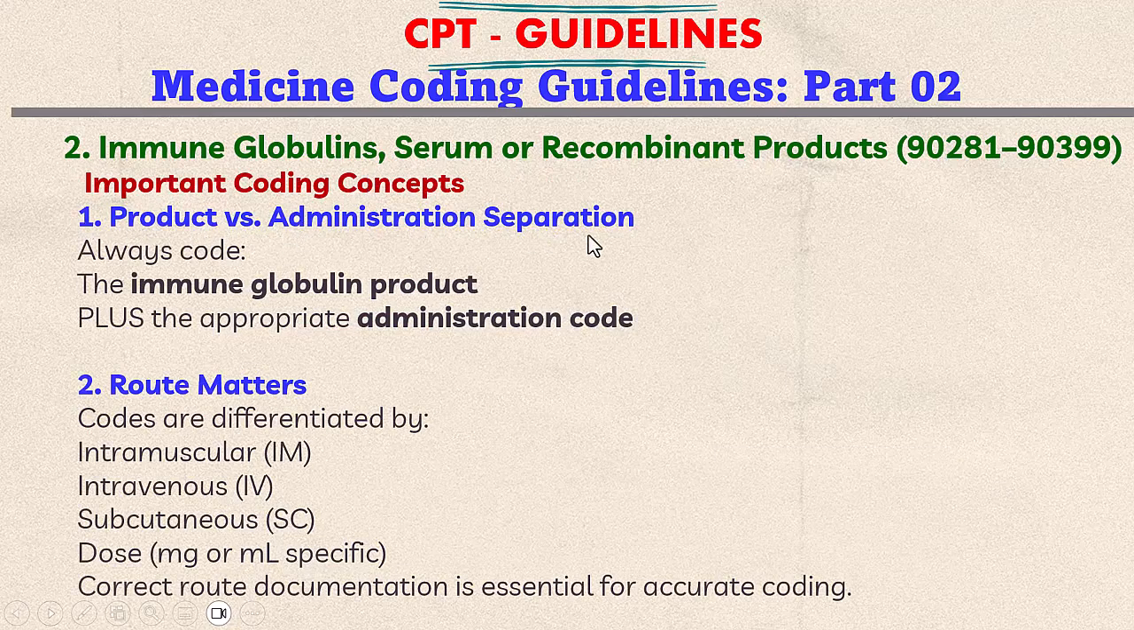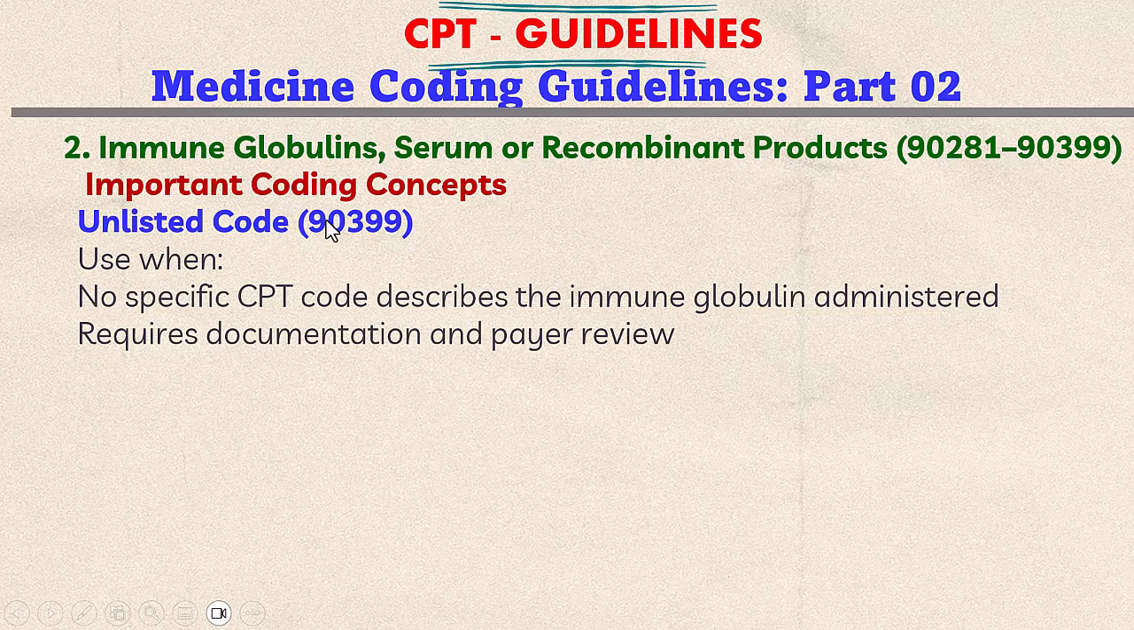Product versus administration separation. Always code the immune globulin product plus the appropriate administration code. This chapter most of the time contains the immune globulin product, but another chapter has the administration codes. And the route matters. Codes are differentiated by intramuscular, intravenous, subcutaneous, and also dose, milligram or milliliter specific. So correct route documentation is essential for accurate coding. Regarding the unlisted code, 90399, it is used when no specific CPT code describes the immune globulin administered, and it also requires documentation and payer review.